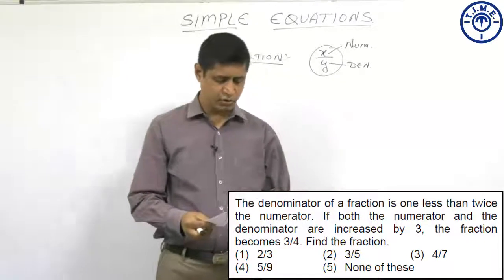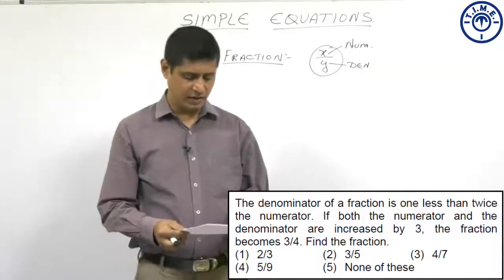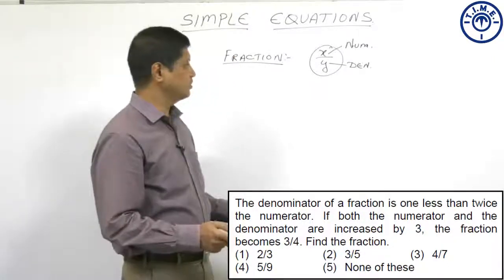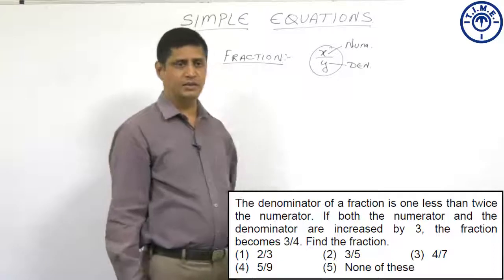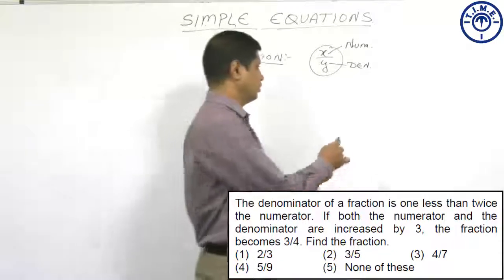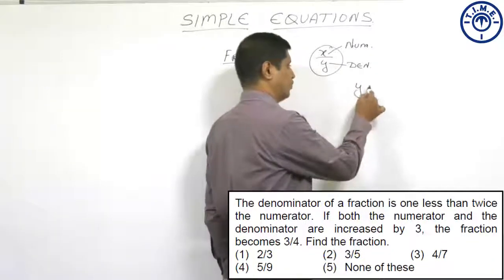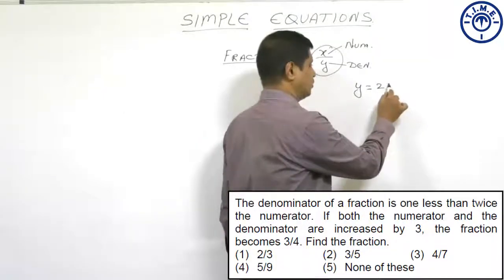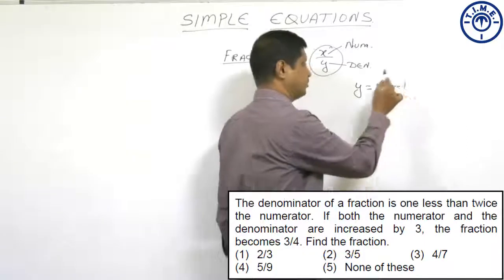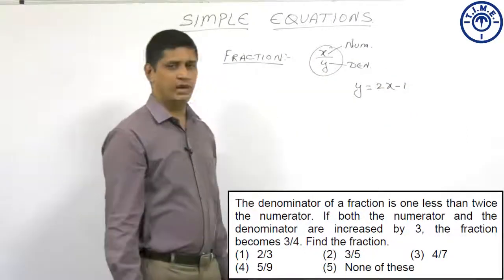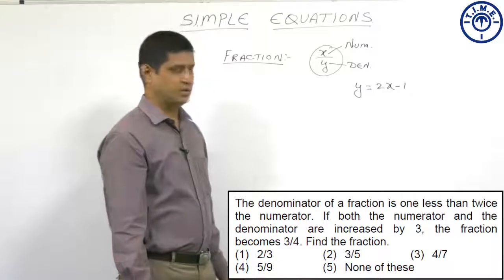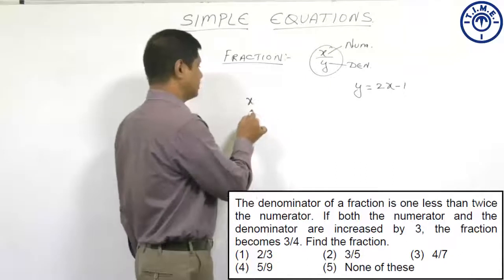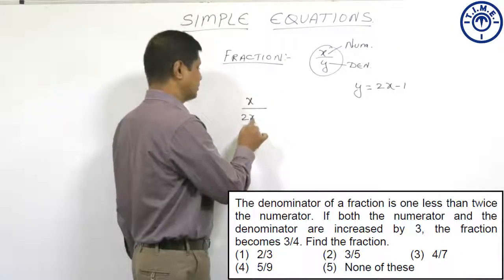Now what is given in this question? The denominator of the fraction is 1 less than twice the numerator. Denominator means the value of y. It is 1 less than twice the numerator, so 2 times the numerator is 2x, and 1 less means minus 1. The value of y is 2x minus 1 and the numerator is x. X is the numerator and the denominator is 2x minus 1.